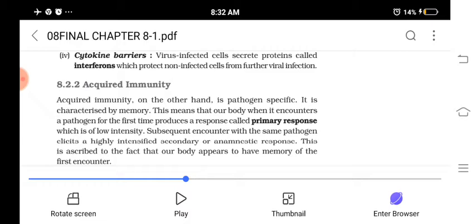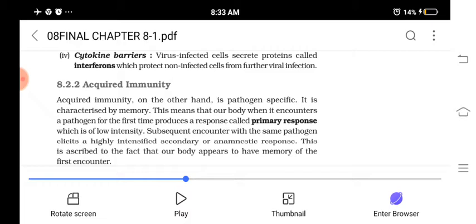Now next is acquired immunity. Acquired immunity means, during the lifetime, if the immunity is acquired by a person, that is called acquired immunity. And it is pathogen specific. That means that immunity will be very specific to a particular organism. And it is characterized by memory.